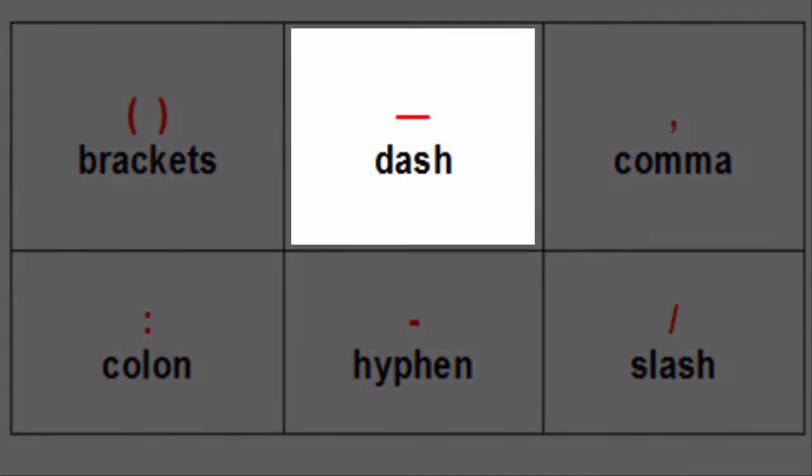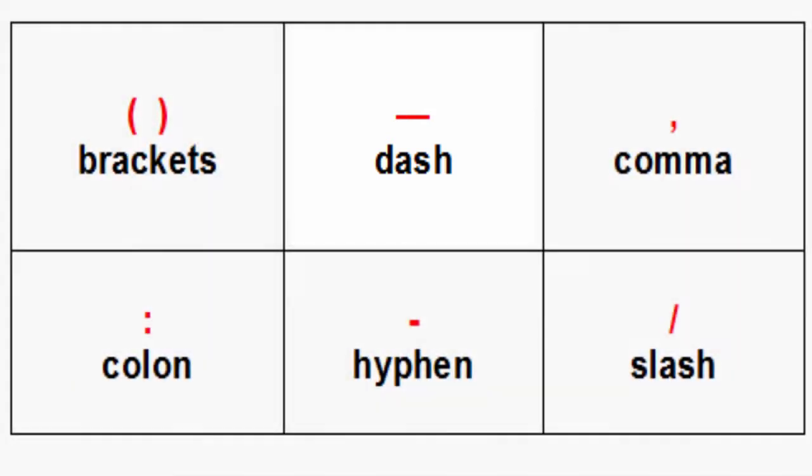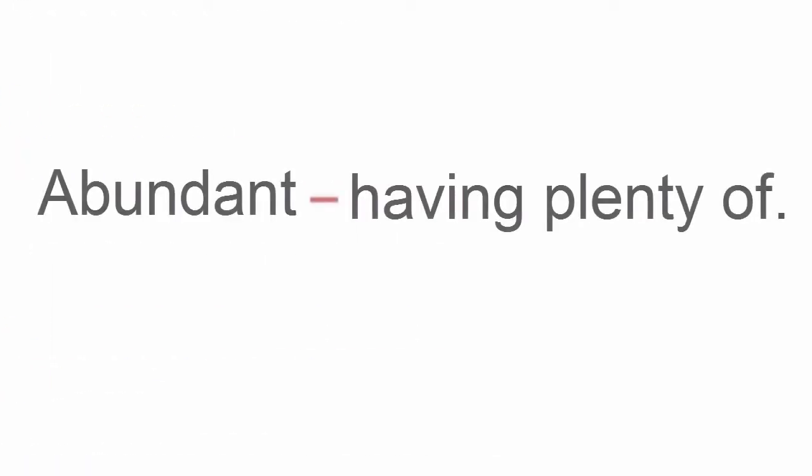Similar to brackets, dashes are used to signal additional information. The specific information can be a description or definition. In this example, the dash indicates that having plenty of is the definition of the word abundant.